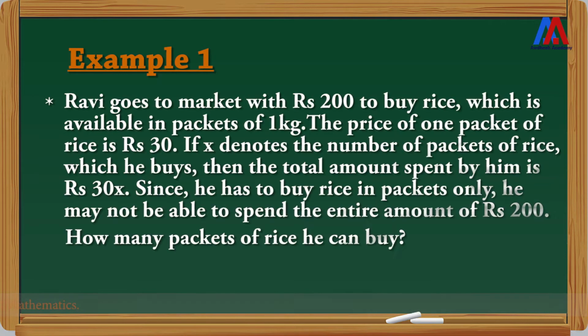So here is one example. For example, Ravi goes to market with rupees 200 to buy rice, which is available in packets of 1 kg. The price of one packet of rice is rupees 30. If x denotes the number of packets of rice which he buys, then the total amount spent by him is 30 into x. Since he has to buy rice in packets only, he may not be able to spend the entire amount of rupees 200. Now the question is, how many packets of rice he can buy?